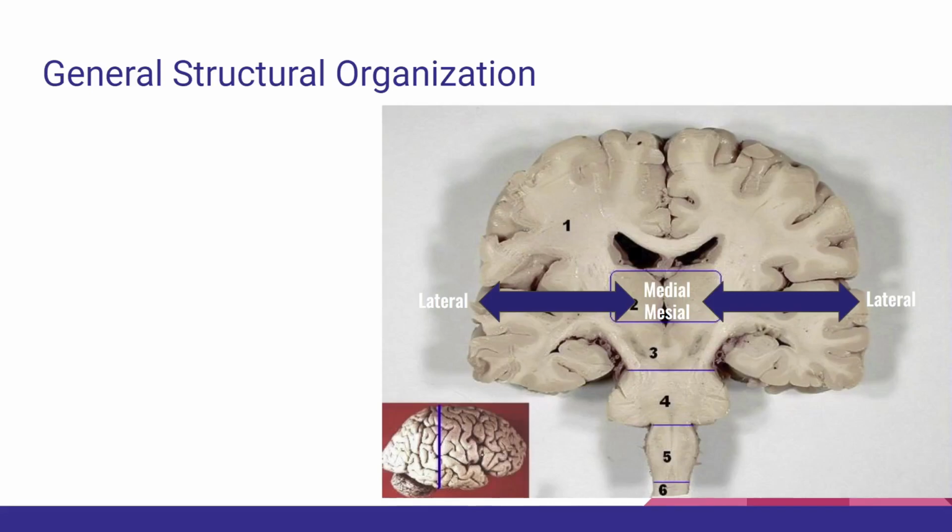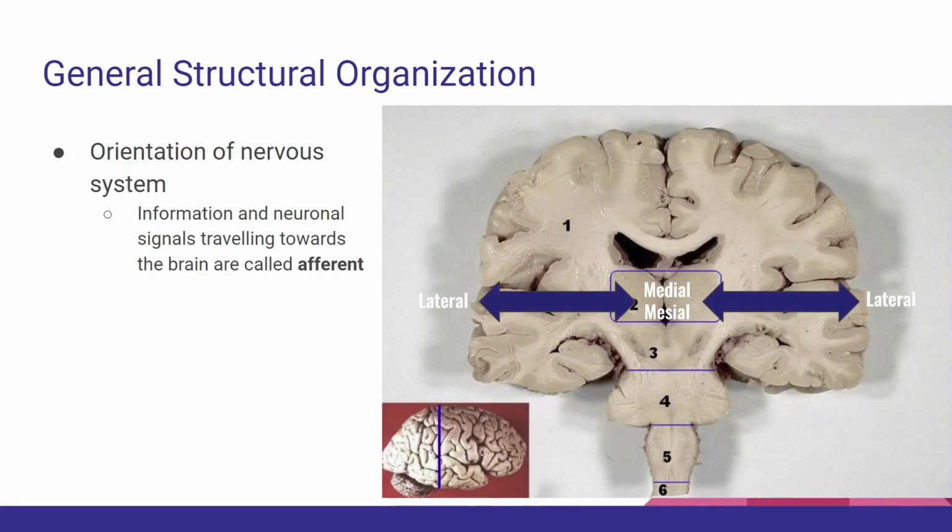Another set of terms that are necessary to understand brain organization is lateral and medial. So if you look at the graphic on the right, you'll see that medial tends to be things that are closer to the center line, and lateral is related to things further from the center of the brain. And medial and mesial are frequently used synonymously.